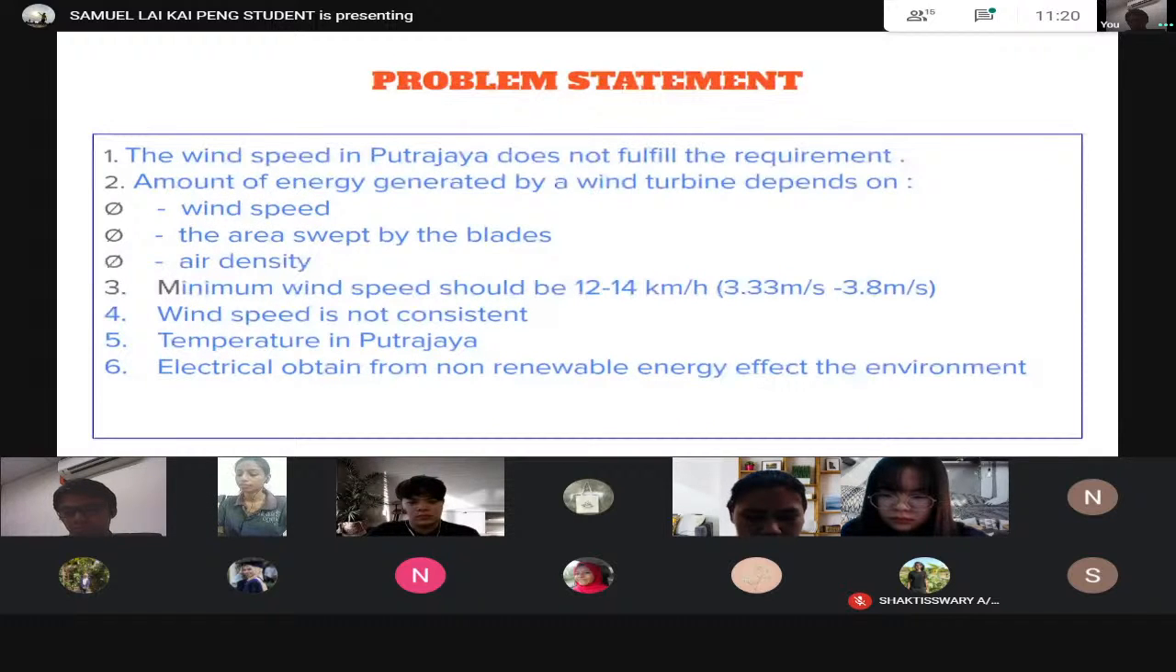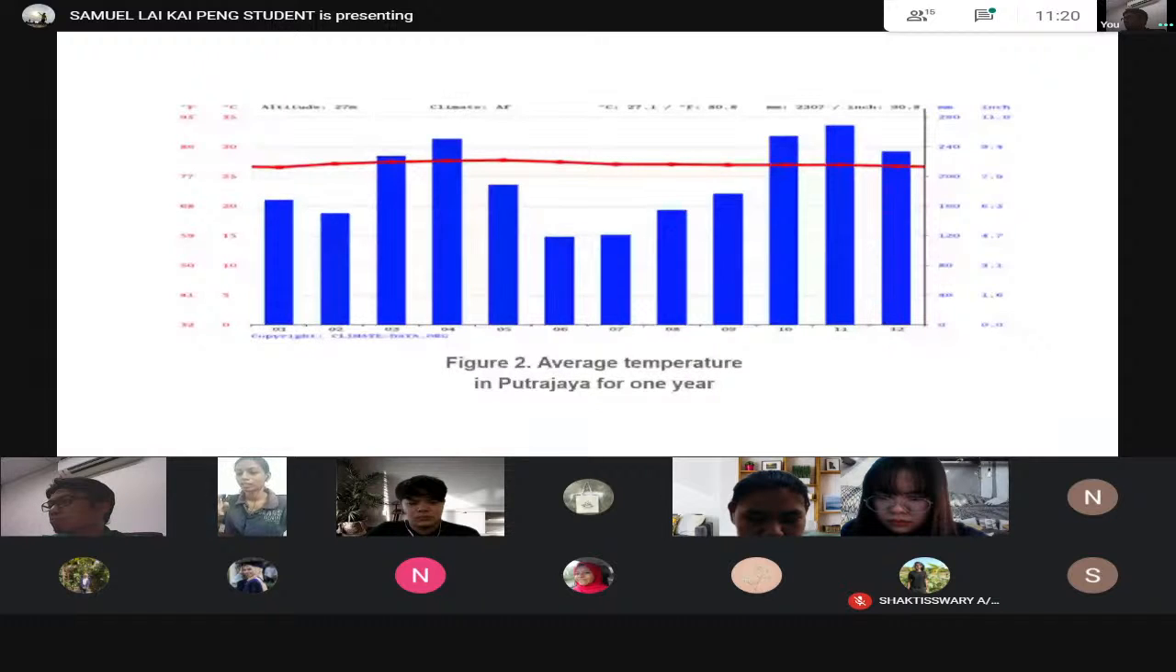As you see, the temperature in Putrajaya is going above the minimum, which is 20 degrees Celsius, and also lower than 20 degrees Celsius in some months, as you can see in figure 2. The temperature is above 20 for 8 months only. The rest, 4 months, is lower than 20 degrees Celsius. So this could affect the air density, and could affect the wind turbine's electricity production.